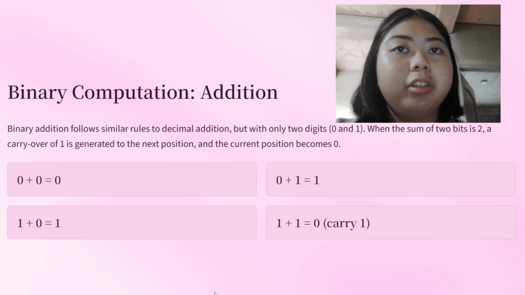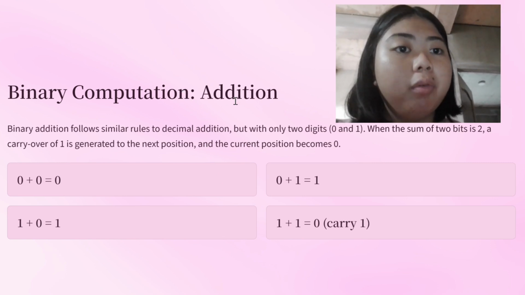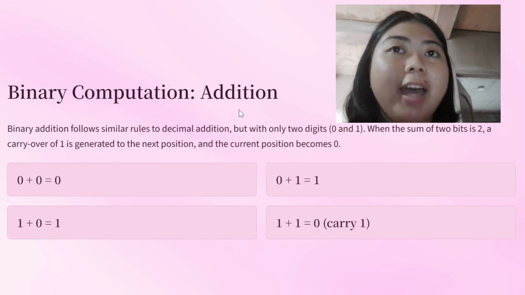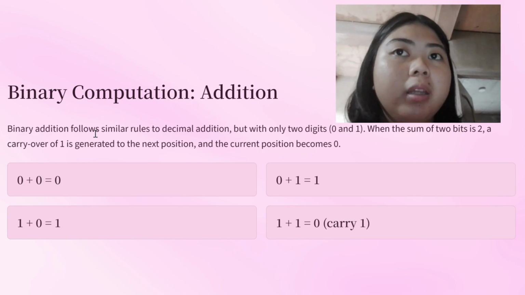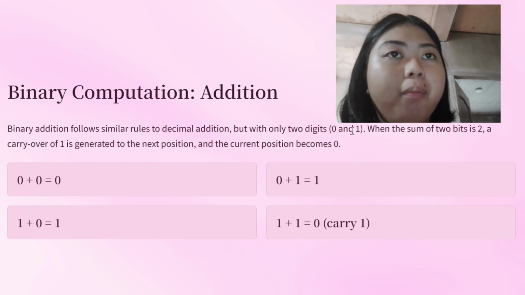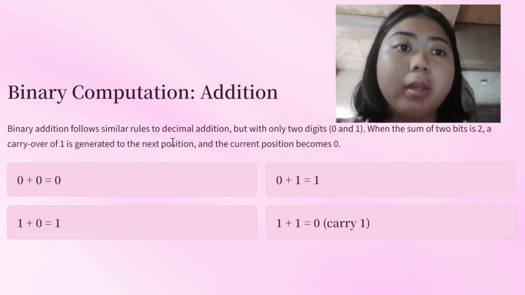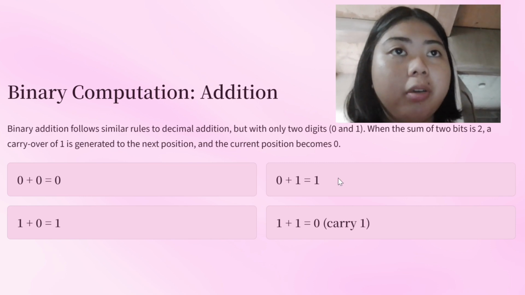Binary addition. Binary addition follows similar rules to decimal addition, but with only 2 digits, 0 and 1. When the sum of 2 bits is 2, a carry over 1 is generated to the next position and the current position becomes 0. There are 4 steps. 0 plus 0 is equal to 0, 0 plus 1 is equal to 1, 1 plus 0 is equal to 1. However, if it is 1 plus 1, it will be 0 with a carry of 1.